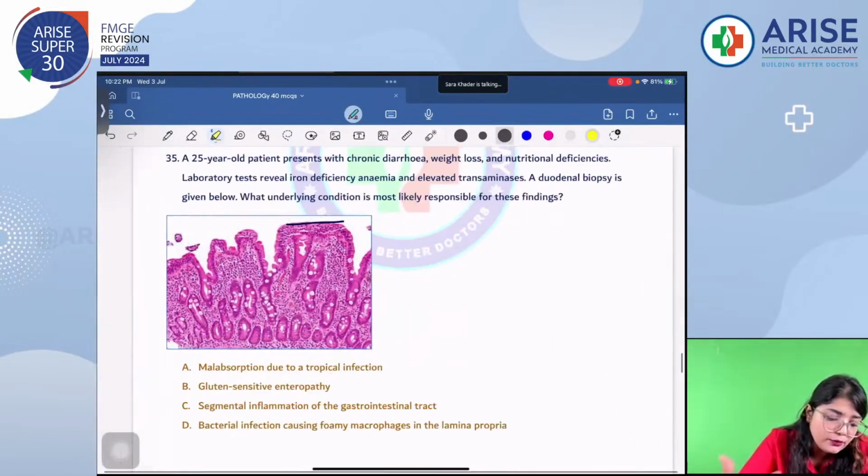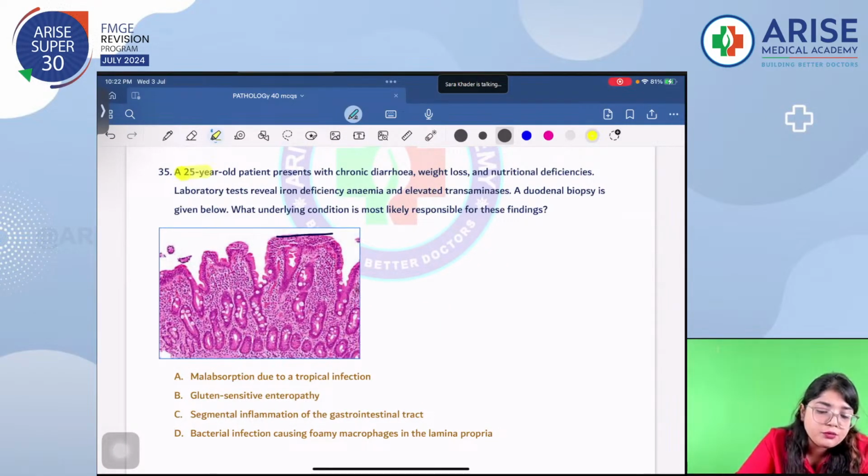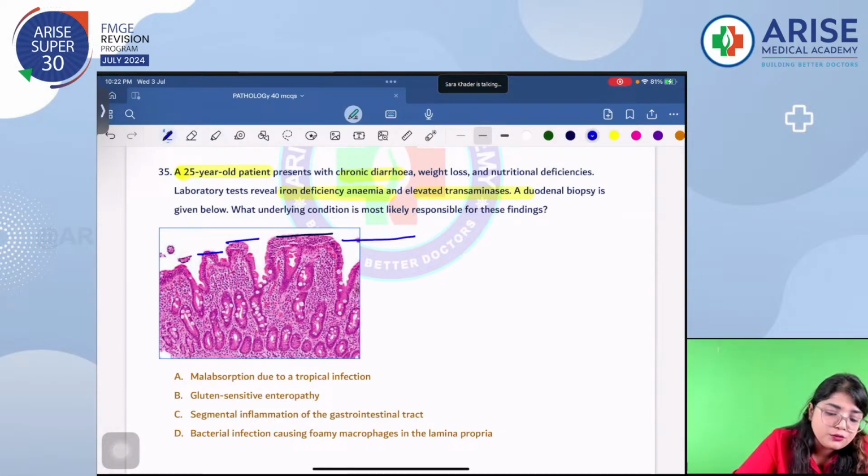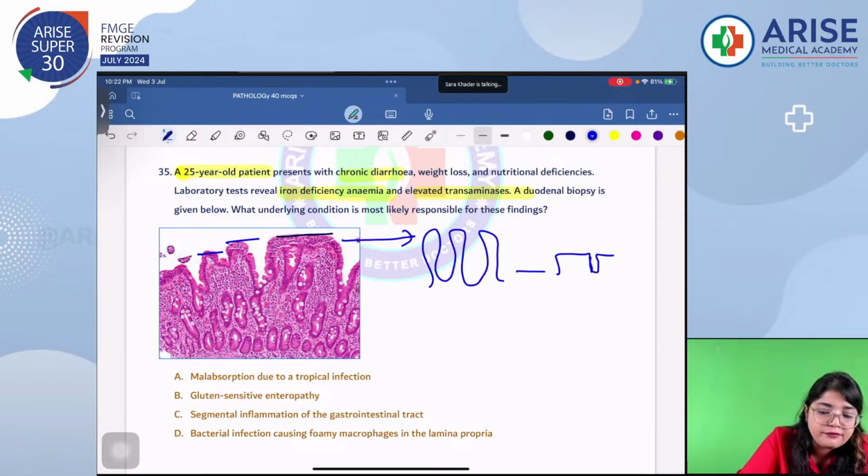What about this? Just quickly tell me about this. A 25-year-old patient with chronic diarrhea, weight loss, iron deficiency anemia, and elevated transaminases. Duodenal biopsy is given below. What do you see? You see villus atrophy. Villi are supposed to be like this, but now you have atrophied villi, plus there is crypt hyperplasia. You can see so many crypts are there. So villus atrophy with crypt hyperplasia.